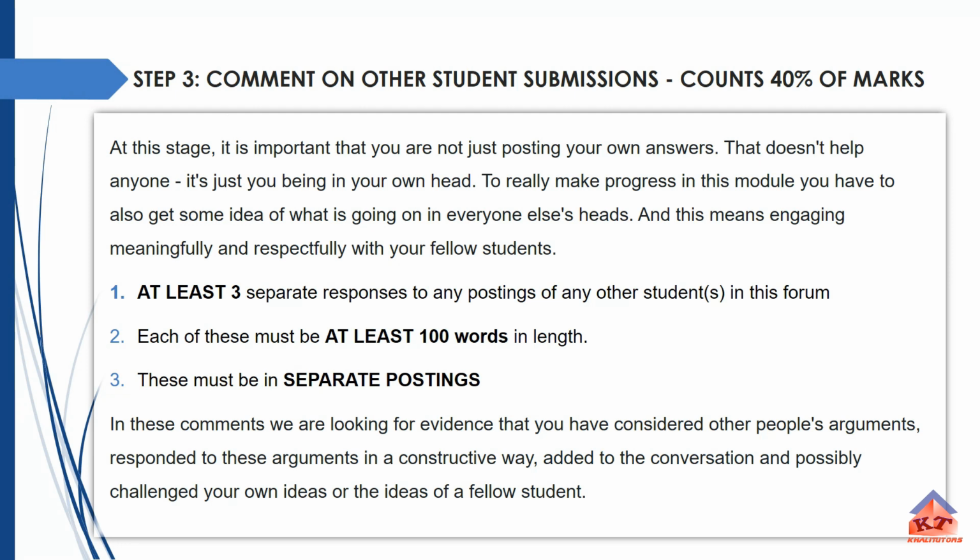This must be in separate postings, okay. They are emphasizing that you need to write these comments in separate postings. That is important, okay. And then lastly, they say in these comments, we are looking for evidence that you have considered other people's arguments, responded to these arguments in a constructive way, added to the conversation, and possibly challenged your own ideas or the ideas of a fellow student. Okay. So in the next slide, I'll show you how you can respond to other people's work. Let us look at it just now.